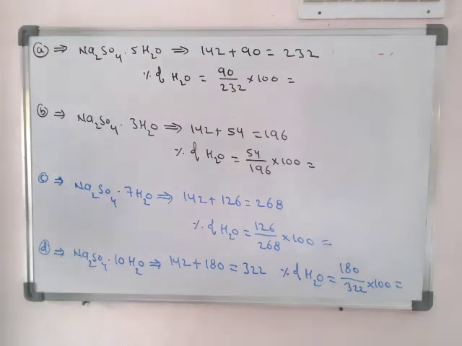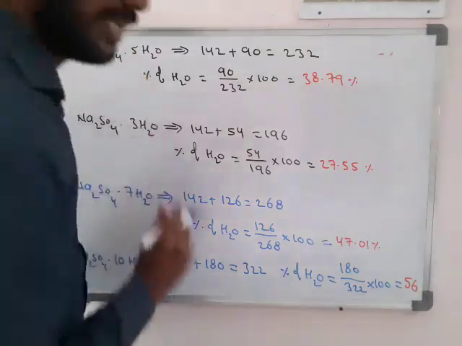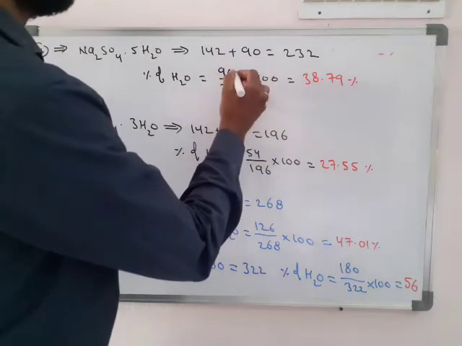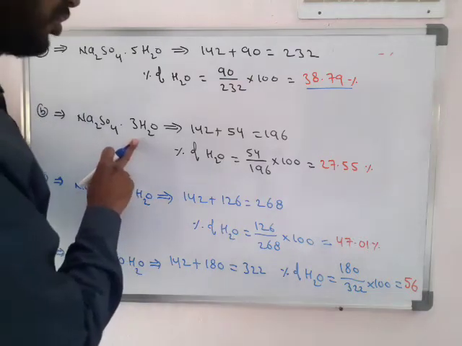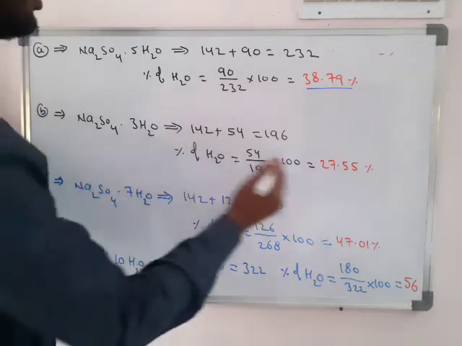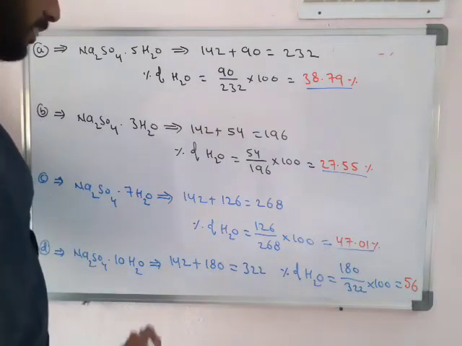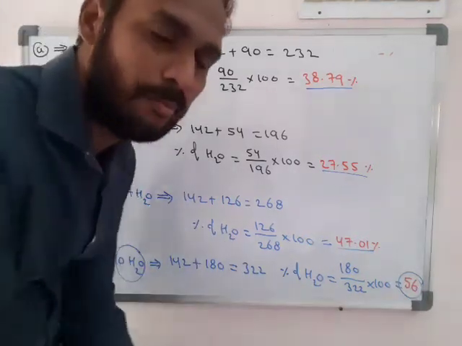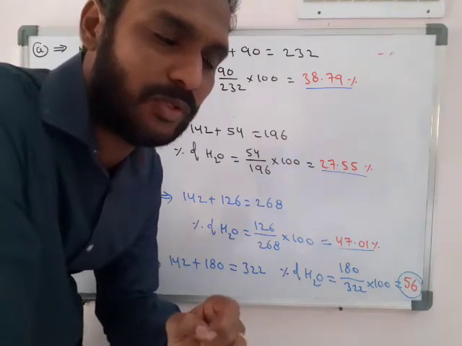We do all the calculations, just wait. After the calculation, we got that if you take x equal to 5, the weight of the 5 H2O molecules is simply 38%. If you take 3 H2Os, we are getting only 27%. If you take 7 H2Os, 47%. If you take 10 H2Os, then it comes to exactly 56%. So the hydrated sodium sulfate is Na2SO4·10H2O.